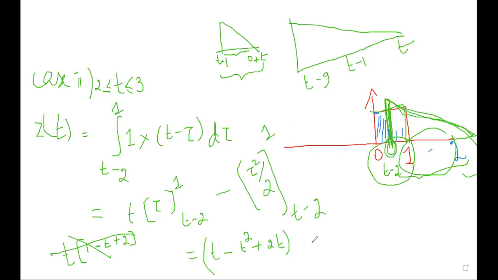Has anyone completed? T square minus 6t plus 9 by 2. Okay. What about others? So repeat the answer. T square minus 6t plus 9 by 2. Anyone got this answer?